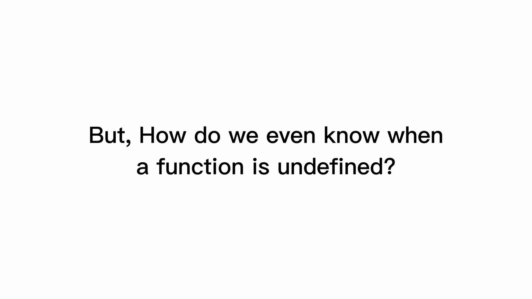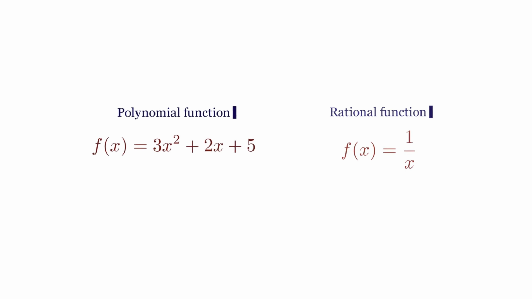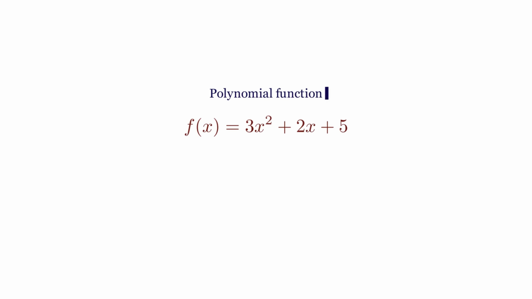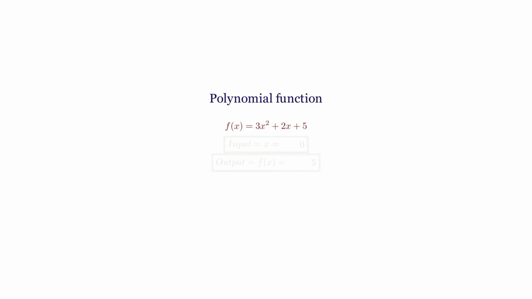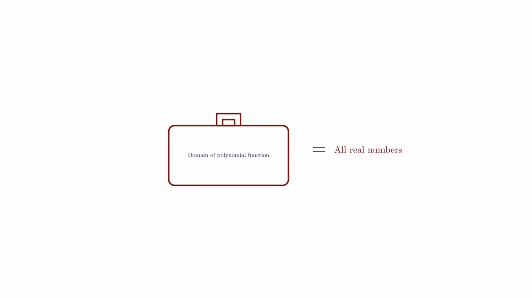But how do we even know when a function is undefined? For illustration purposes, here is a simple polynomial function and a simple rational function. The polynomial function can take any value of x. This means that if we decide to put any number into this function, there will be an output. In other words, it never breaks. Suppose we decide to write out its domain, we'll have a collection of all real numbers.